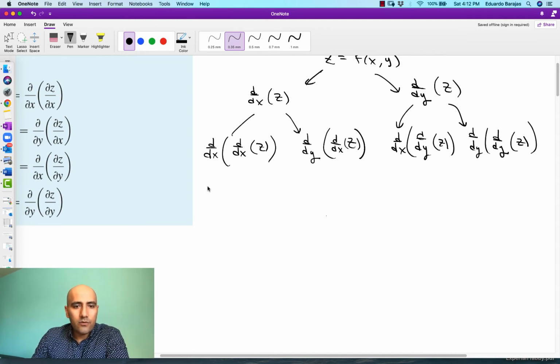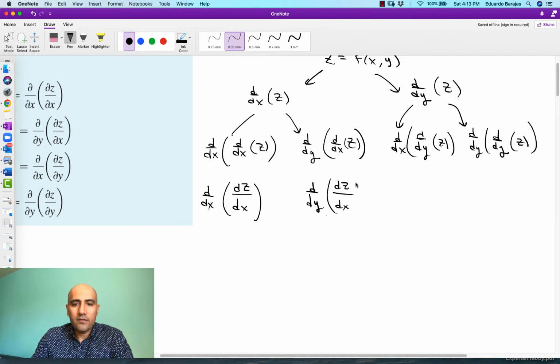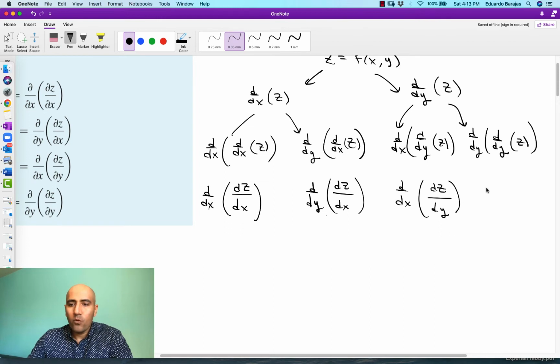This is the derivative with respect to x on dz dx, or this one is d dy of dz dx, or this one is d dx of the dz dy, or this one is the d dy of the dz over dy. Right, same thing, maybe a little less messy.